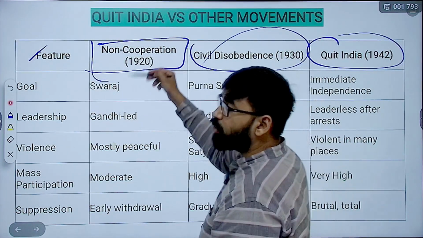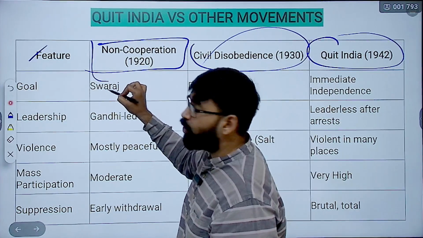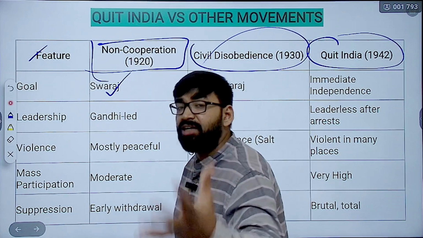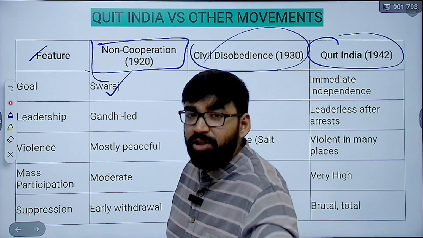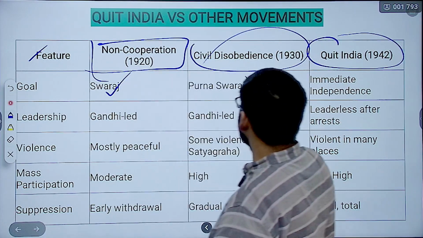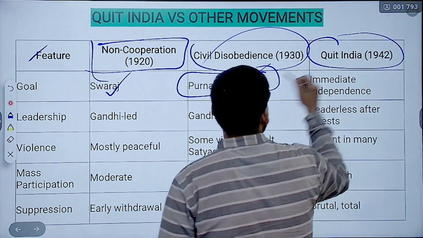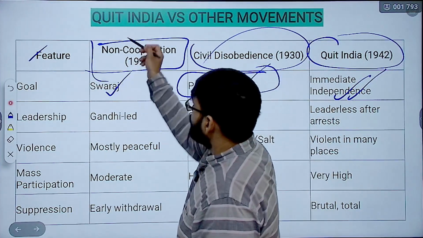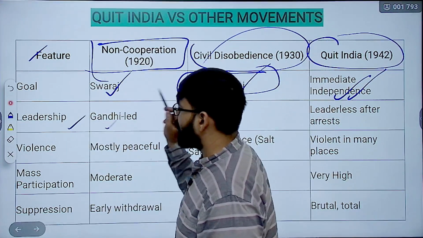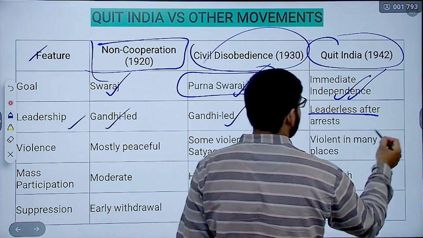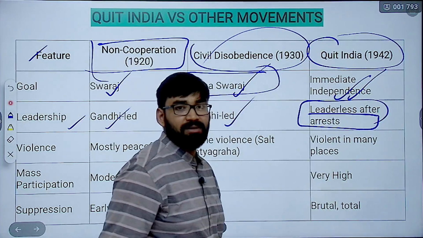The goal in the Non-Cooperation Movement was Swaraj. Gandhi said we are going to achieve Swaraj within 1 year. That was a political stunt of Gandhi, so that it could attract the maximum number of people. Then in CDM, Purna Swaraj. But in Quit India, we need immediate independence. Leadership: Non-Cooperation, Gandhi. Civil Disobedience, Gandhi. But the Quit India Movement was leaderless after the arrests.